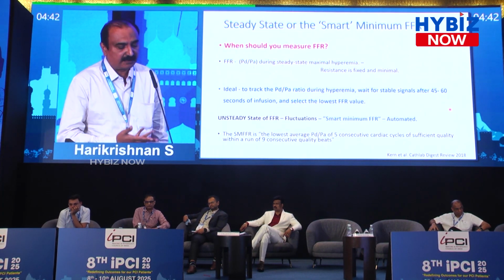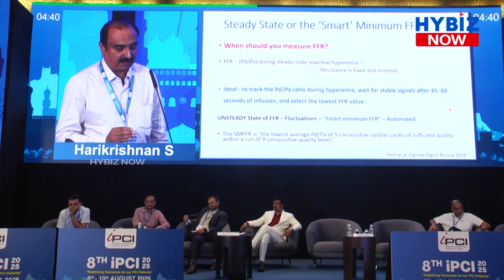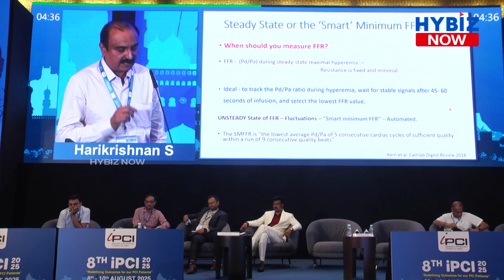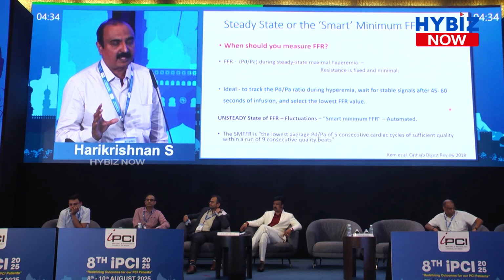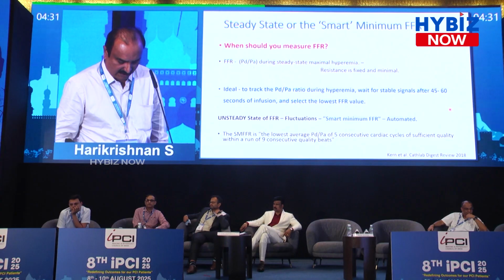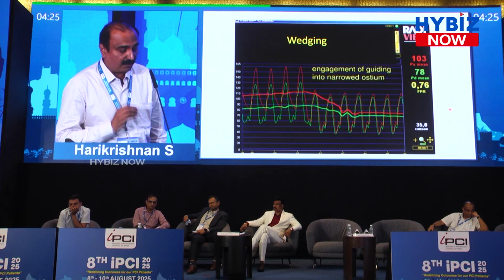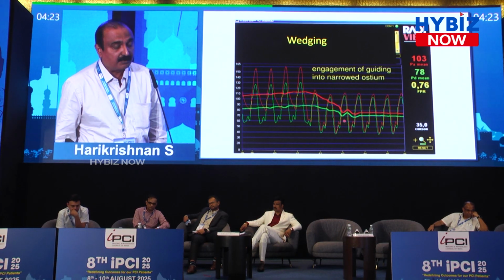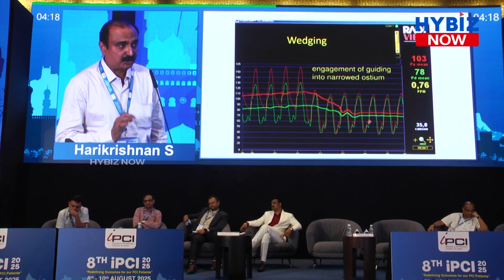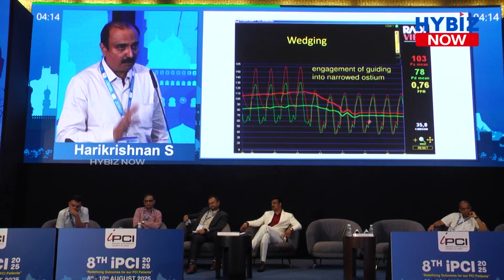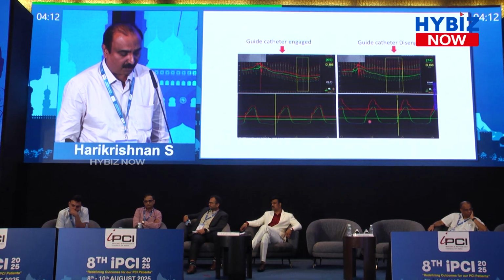And you should have some steady state or a smart minimum FFR. I am not going into the details, because the smart minimum FFR is the lowest average of 5 consecutive cardiac cycles of sufficient quality. That is what is mentioned. Wedging, always be on the lookout. You can see that this is a tracing once the guide catheter is engaged, you can see that there's a significant difference. So always make sure that you pull back the guide catheter before measuring. Always pull back and measure the FFR. Very, very important.